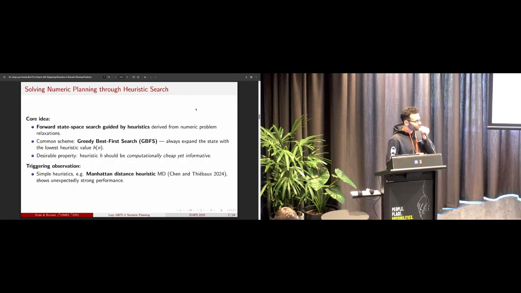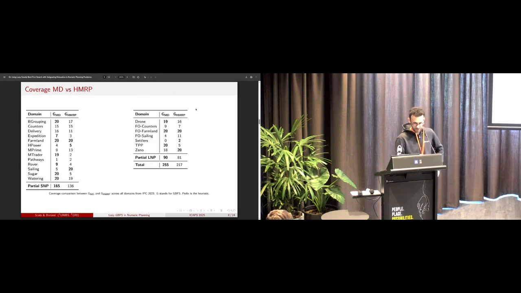Now, the triggering observation for this work is that essentially Chen and Thiébaux observed that a very simple heuristic, which is the Manhattan distance, shows unexpectedly strong performance. So, to give you an idea, we ran the greedy best first search guided by the Manhattan distance over the domains of the last international planning competition versus a state-of-the-art search algorithm guided by a relaxation, a subgoaling heuristic. And you can see here that the Manhattan distance performs much better overall.